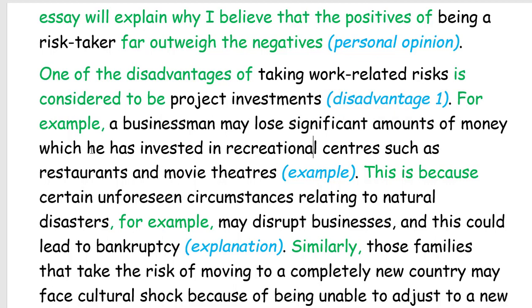Okay, and here, which he has invested. So here we have investments, and here invested. In what? In recreational centers such as restaurants and movie theaters. So try to be very precise in your example.